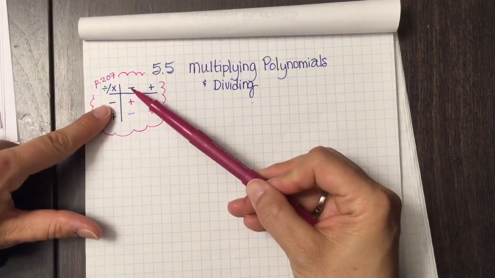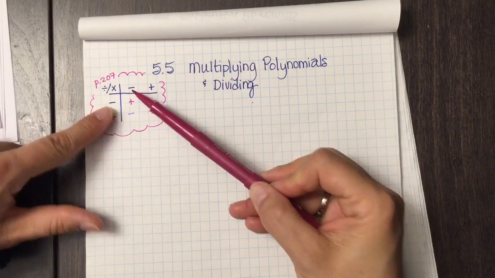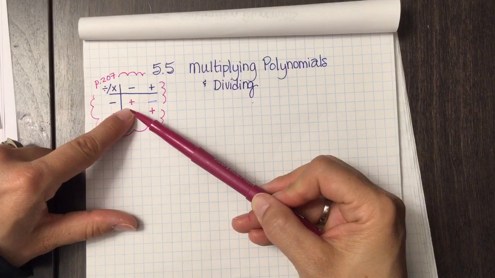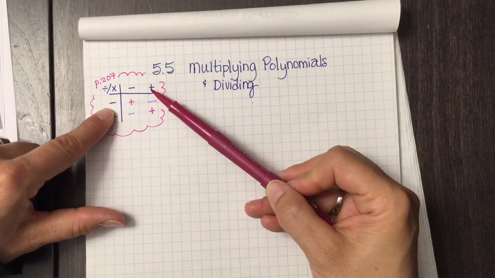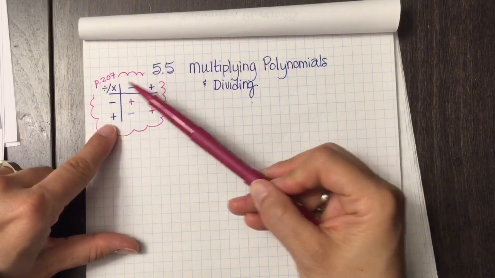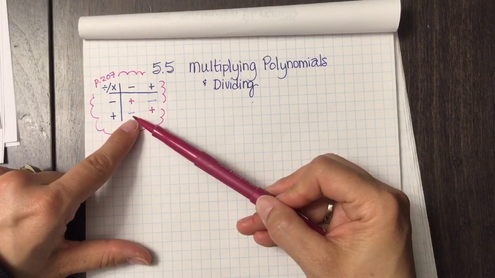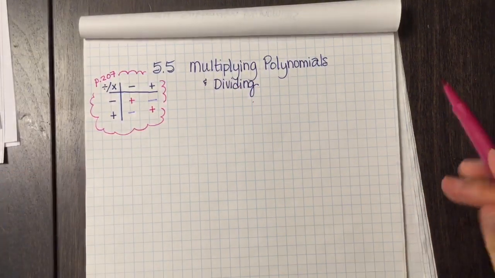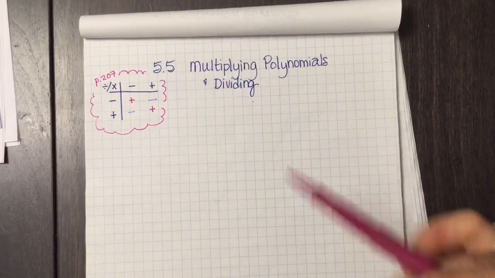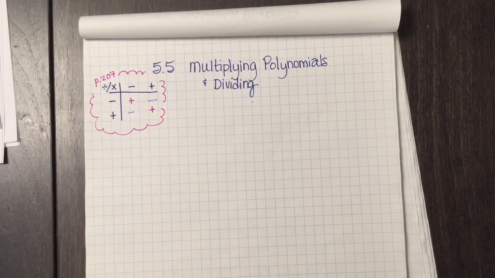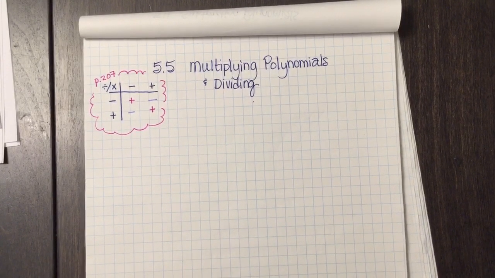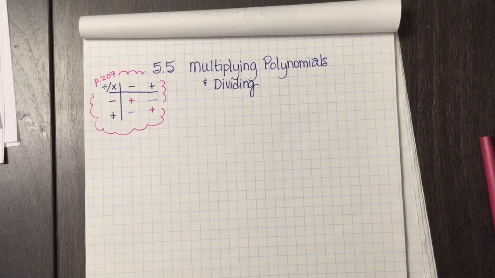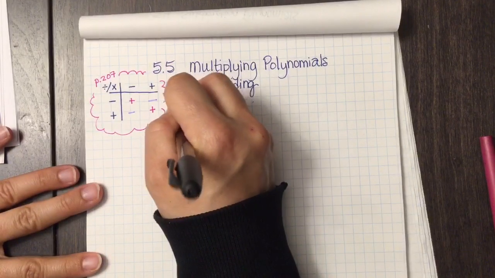Okay, so if we have a negative and a negative term, we're going to have a positive answer. Negative and a positive, we're going to have a negative answer. Positive and a negative, negative answer. Positive and a positive, we're going to have a positive answer. Okay, so not only is that here, but it's also on page 207 just to remind you. Okay, so the first thing I'd like to do is take a look at page 209.